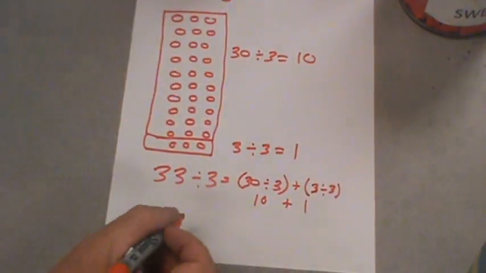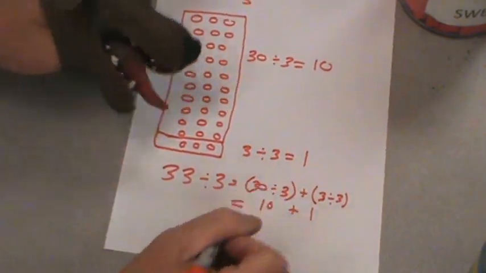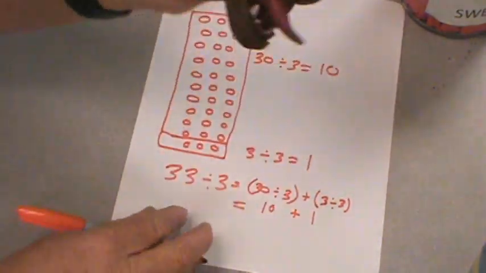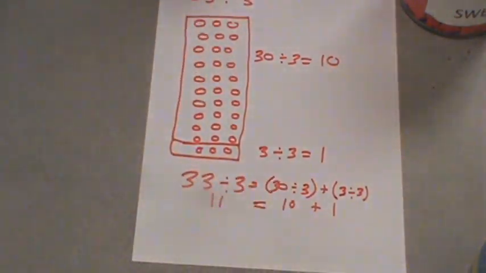Then we have 10 plus 1. Yes, we do. And then we have 33 divided by 3. What would that equal, Math Mutt? Well, I know that 10 plus 1 is 11, and we did the math correctly. So 33 divided by 3 must be 11. Yes, it must be. Thank you, Math Mutt.